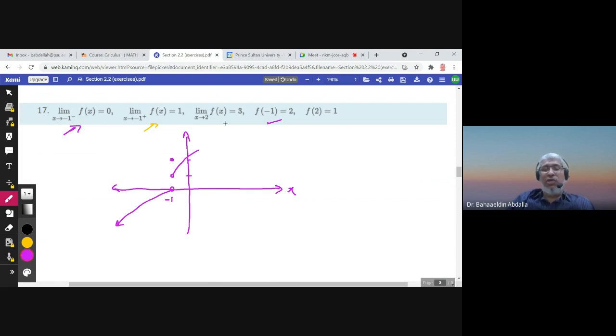All right, what else? The limit of the function when x approaches 2 is 3. Okay, where is x equals 2? This is x equals 2. I need the limit when x approaches 2 to be 3. Okay, this is 3. So the function should come here. I will leave this open. Okay, and I will let the function approach 3 and go like this.